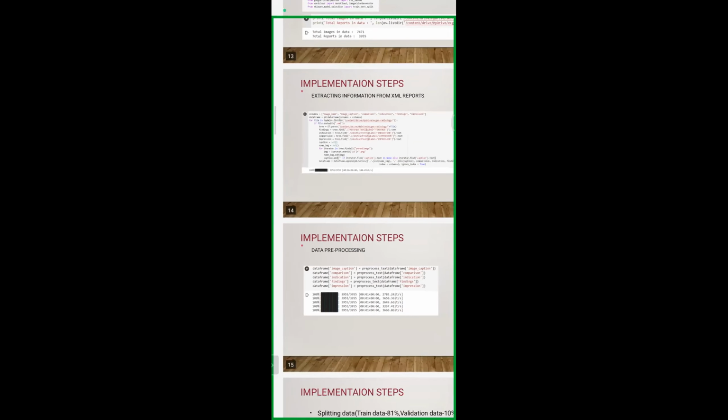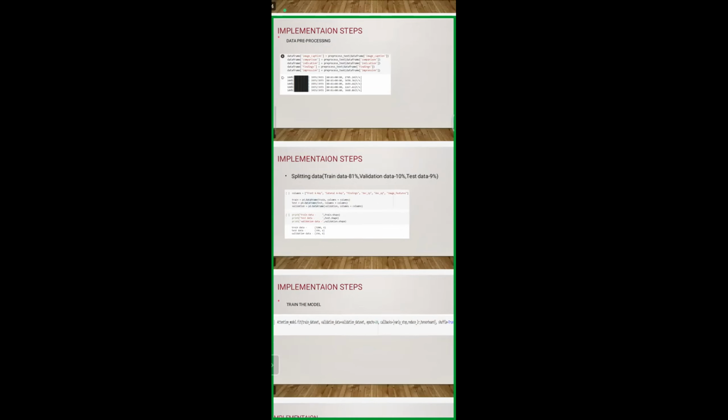These are some of the implementation steps we made on the project. Here we can see the data split into 81% for training, 10% for validation, and 9% for testing. We also use the attention model to fit and train the data.